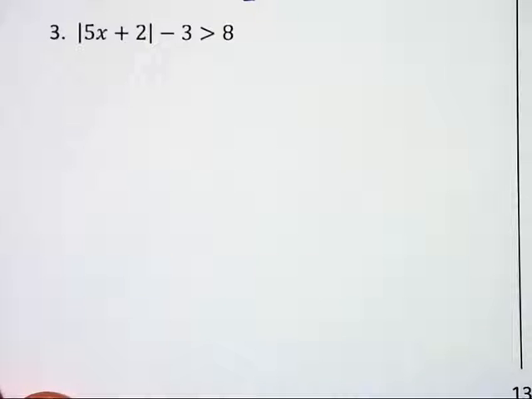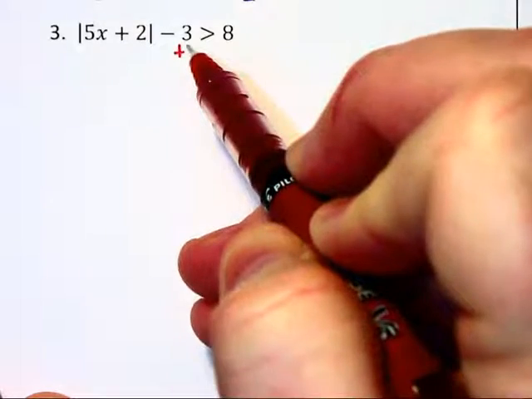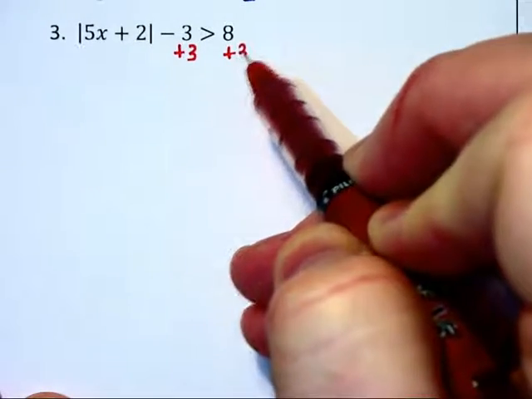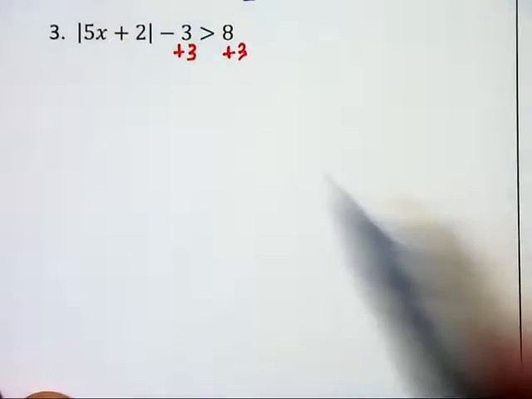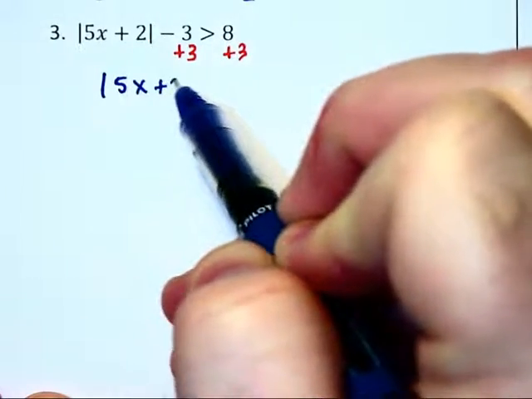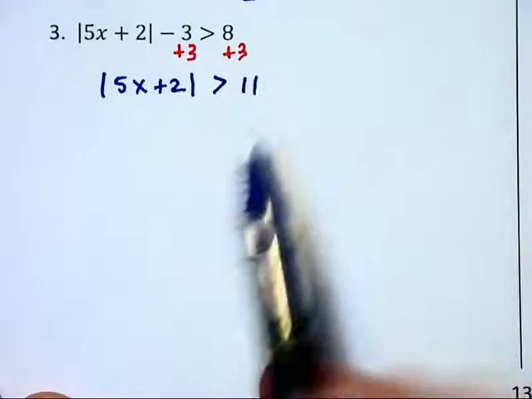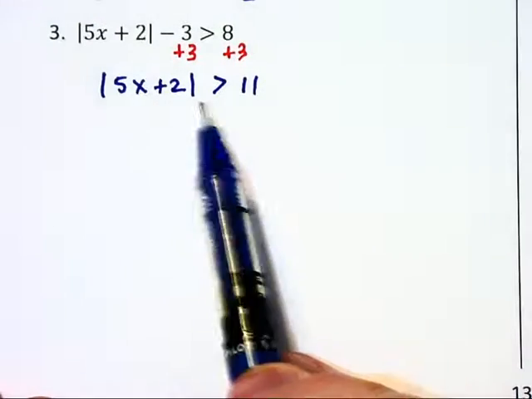For this next problem, we have this 3 that needs to be moved to the right-hand side. So we will begin by adding 3 to each side of this inequality. That gives us absolute value of 5x plus 2 is greater than 11. Now we have an absolute value greater than 11.